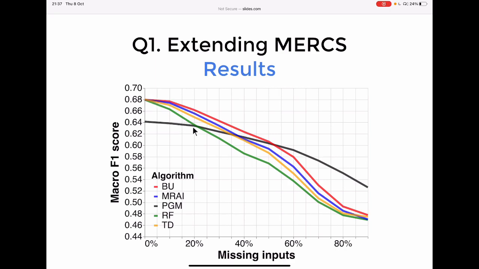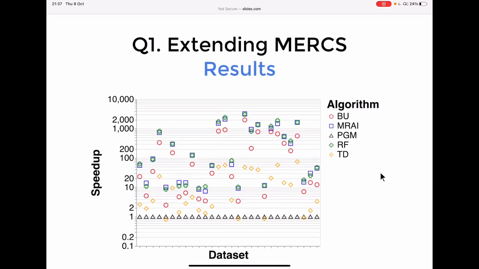Where the green line is at 20% of missing attributes, the red line only arrives at that point around 40 or 50% of missing attributes. The black line here is the most robust one. That's a probabilistic graphical model. So the question becomes, why not use this always? Well, this graph should answer that.